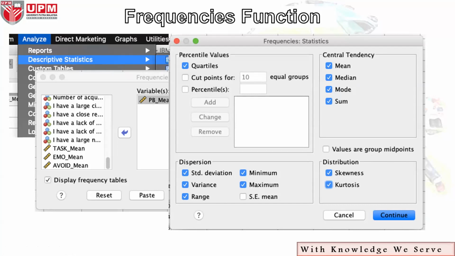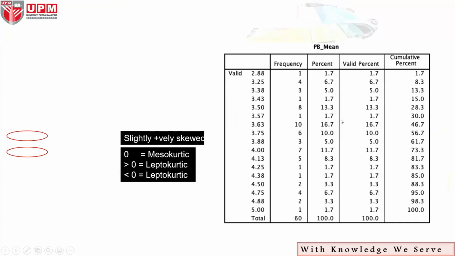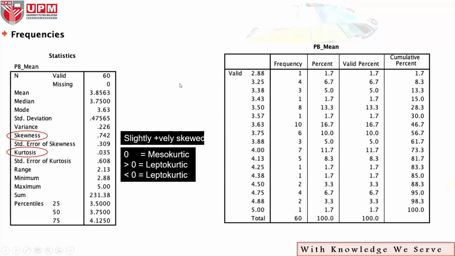And we do it all at once. Quartile, standard deviation, variance, range, minimum, maximum, skewness, kurtosis, mean, median, mode, and sum. Then click Continue. Then go to your output to check the findings. Do we have a similar thing?